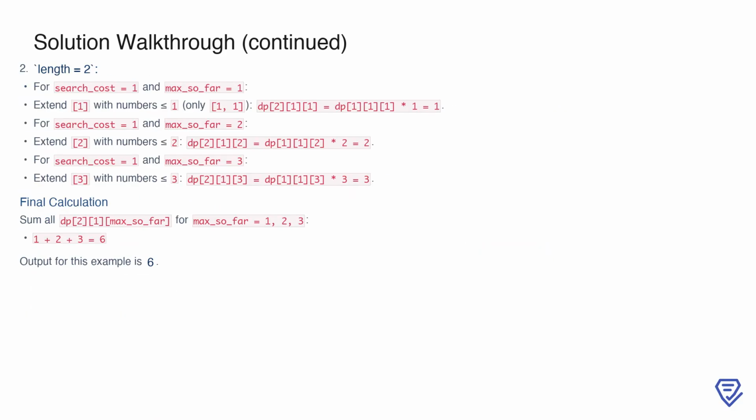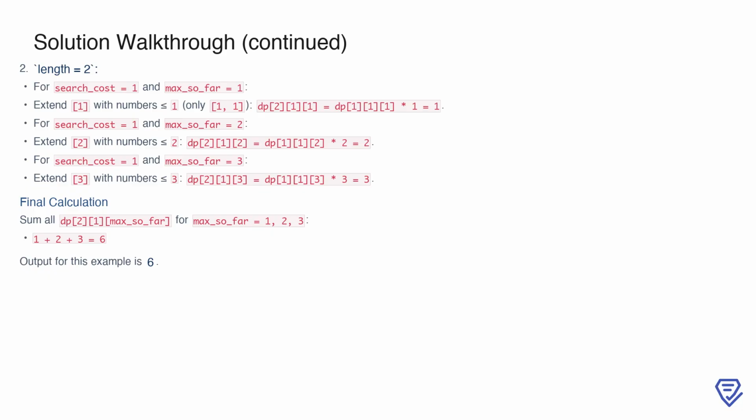Next, for length equals 2, we calculate the number of arrays based on the previous values. For search_cost equals 1 and max_so_far equals 1, we can extend 1 only with numbers less than or equal to 1, resulting in [1, 1]. This gives dp[2][1][1] equals dp[1][1][1] times 1 equals 1. For max_so_far equals 2, we extend 2 with numbers less than or equal to 2, resulting in arrays like [2, 1] and [2, 2]. Here, dp[2][1][2] equals dp[1][1][2] times 2 equals 2.